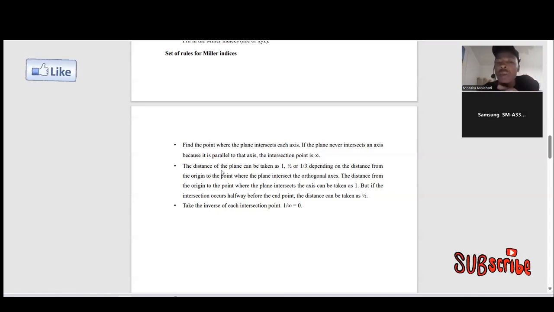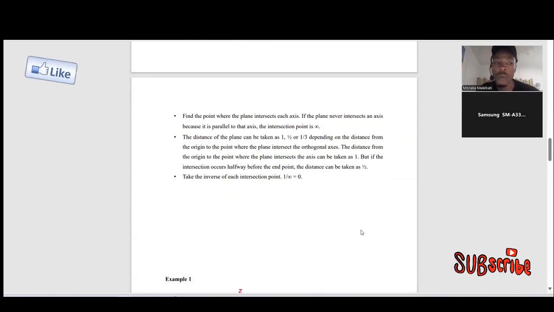So the distance of the plane can be taken as 1 or a half or 1/3, depending on the distance from the origin to the point where the plane intersects the orthogonal or crystallographic axis. So the distance from the origin to the point where the plane intersects the axis can be taken as 1. But if the intersection occurs halfway between the end points, the distance can be taken as a half. Okay, take the inverse of each intersection point. What do we know from mathematics? We know that 1 over infinity is basically 0. These are just the rules.